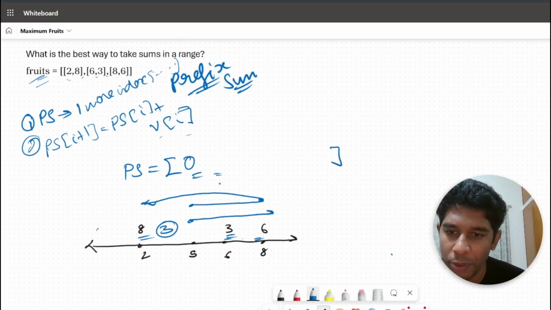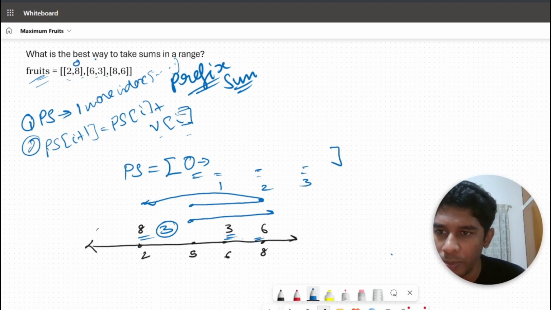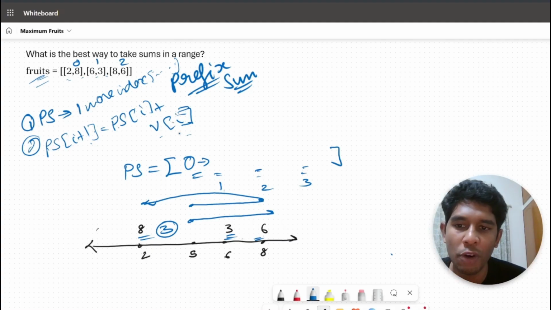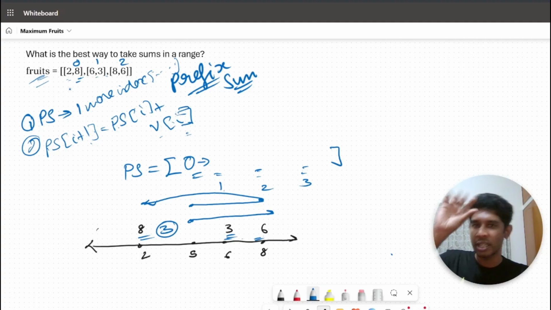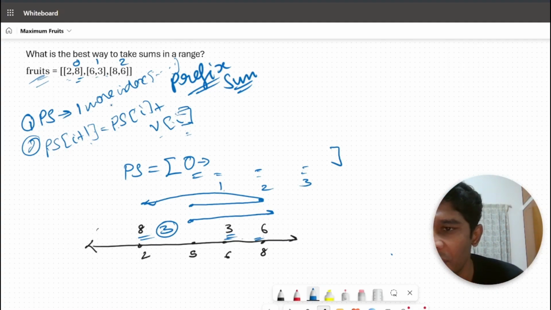So ps of 1, 2 and 3. Prefix sum of i plus 1 is equal to ps of i plus v of i. So prefix sum of 1 is equal to prefix sum of 0 plus v of 0. Here v means the amount of fruits in our consideration, and here we have 8. So 0 plus 8 gives me 8.